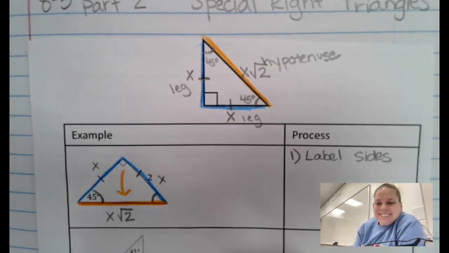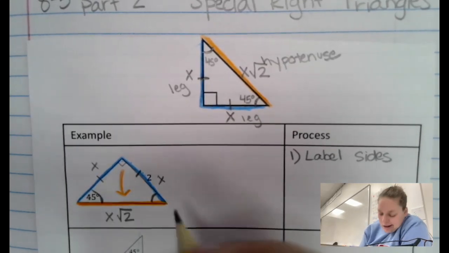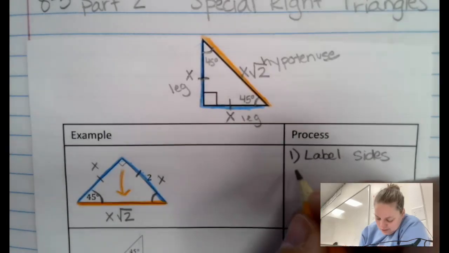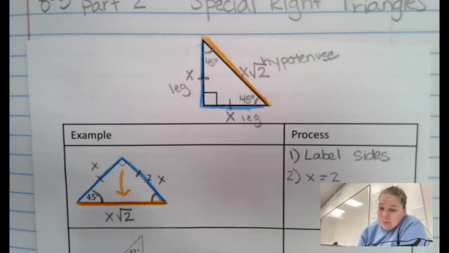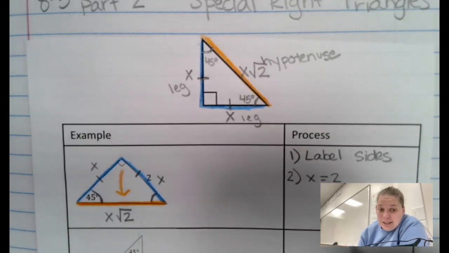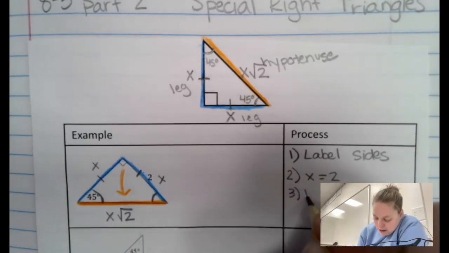Woohoo! How exciting. Crushing it. Alright, since we know x is 2, that's what we're going to say: x is 2. That's step number 2. X is 2. Done. Alright, step number 3 is to find the hypotenuse.